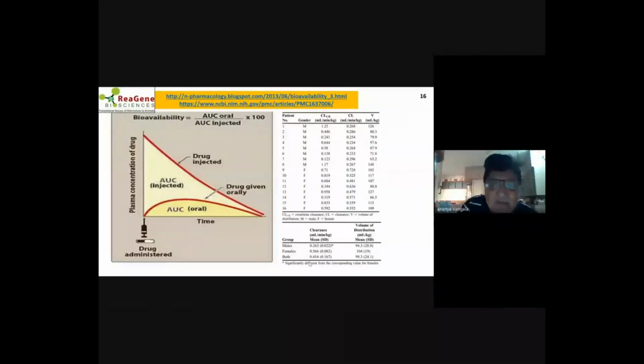If you look, I'm giving you for comparison, males and females at the bottom of the chart have different pharmacokinetic properties, especially in terms of clearance and volume of distribution. So gender differences are there, ethnic differences are there. A lot of other factors contribute to these differences. Next one, please.